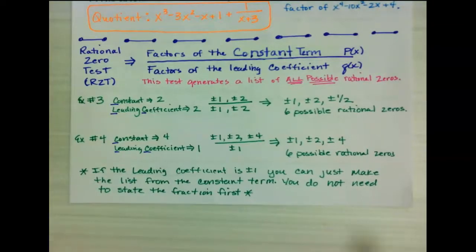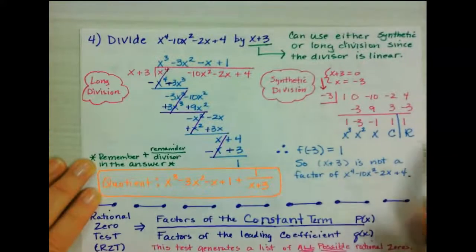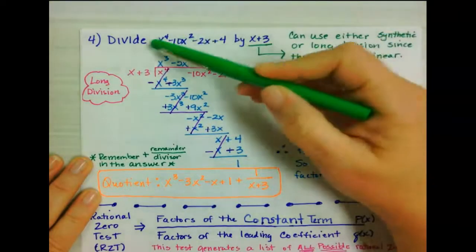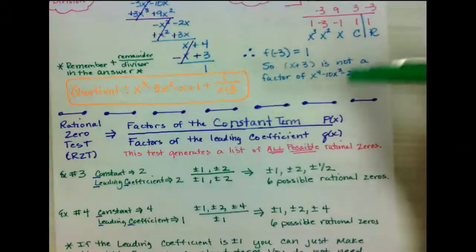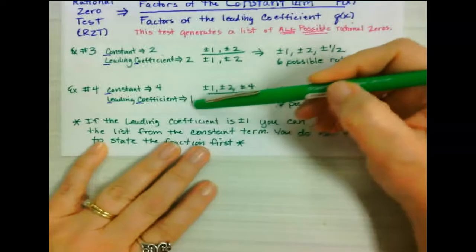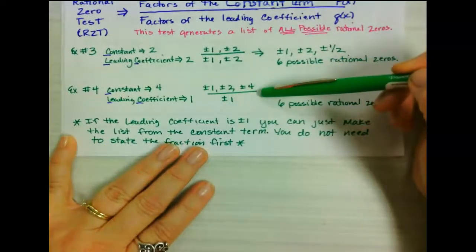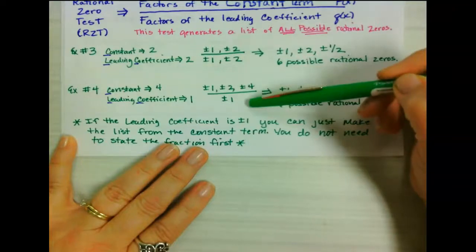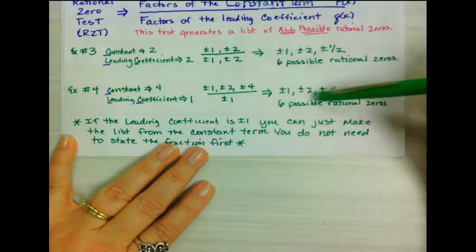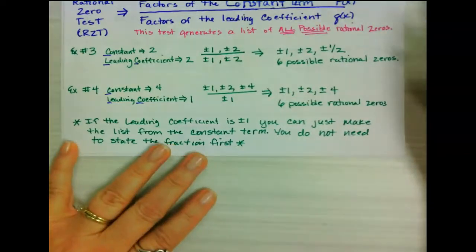Okay, so if I look at 4, which we just did a moment ago, my constant is 4. My leading coefficient is 1. So constant is 4, leading coefficient is 1. And I get plus or minus 1, plus or minus 2, plus or minus 4. On the bottom, I get plus or minus 1. So everything is over 1, which means I can just list them out as they are. It's possible 6 rationals.